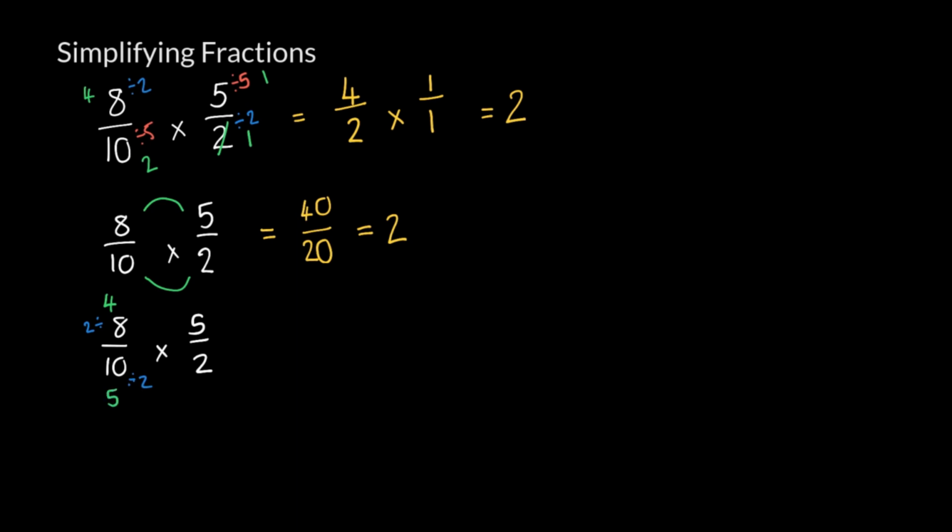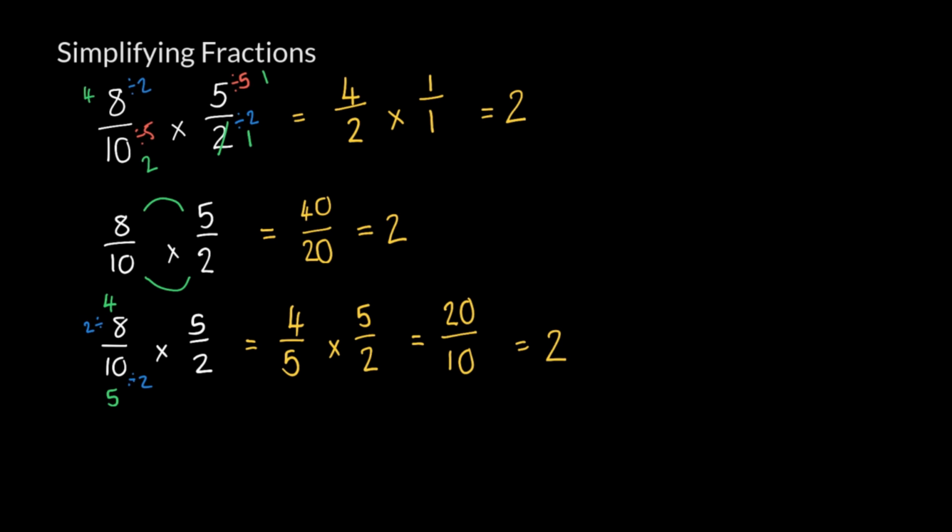And then I will end up with 4 over 5 multiplied by 5 over 2, which will then give us 4 times 5. If we multiply the top, will give us 20, divided by 5 times 2, which will give us 10. And again, 20 divided by 10 will also give us 2. So there's more than one way of solving the same sum.